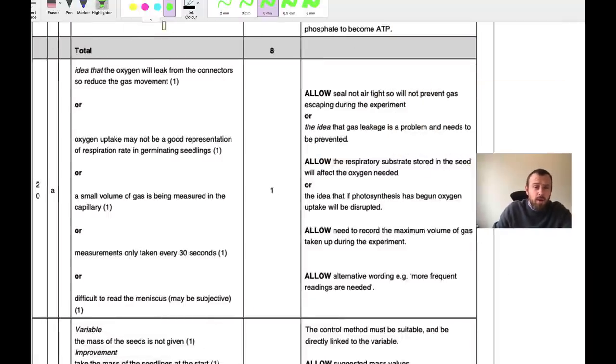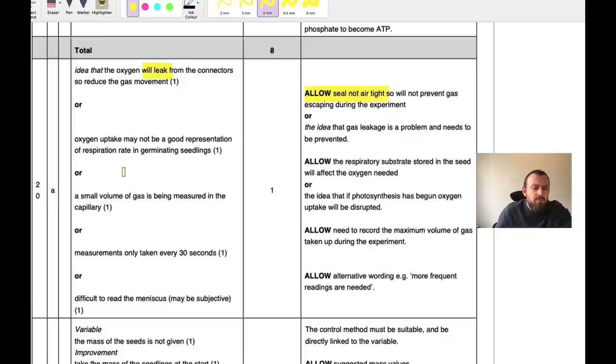Okay, so pause here and look at this. I'm going to talk you through it. So first of all, we've got this leaky bit, leakiness. So you could have said the seal is not airtight. This is an interesting one.